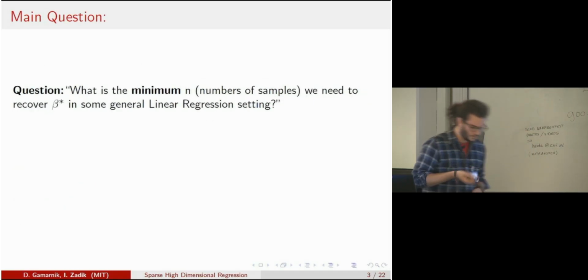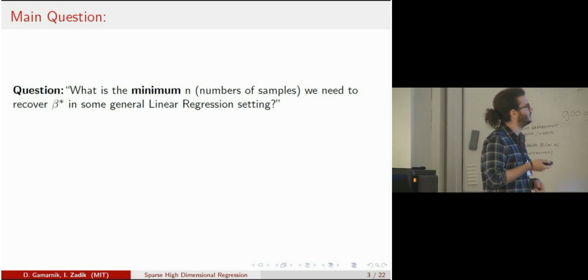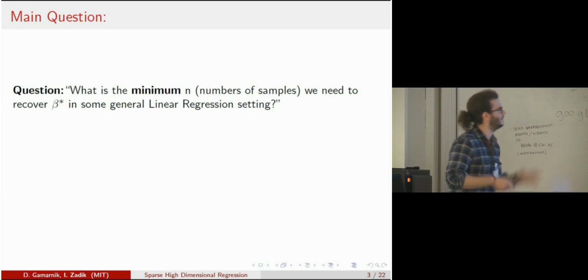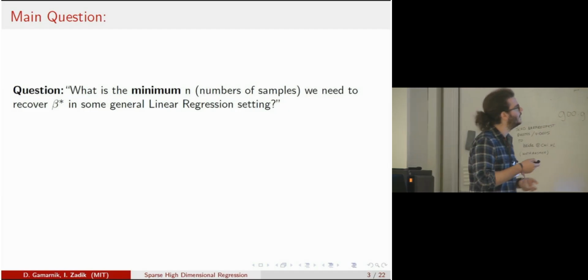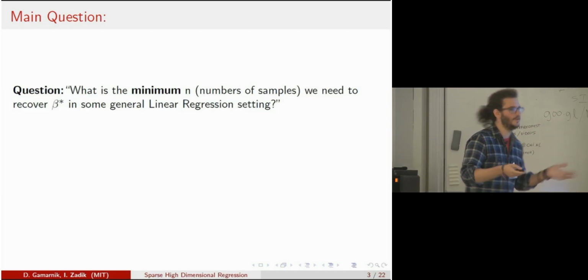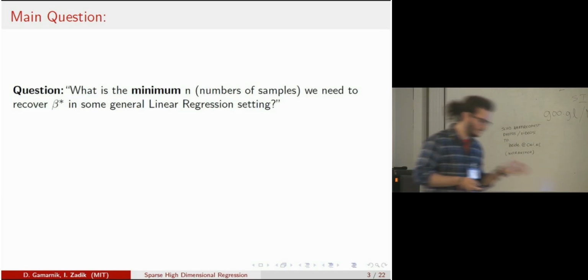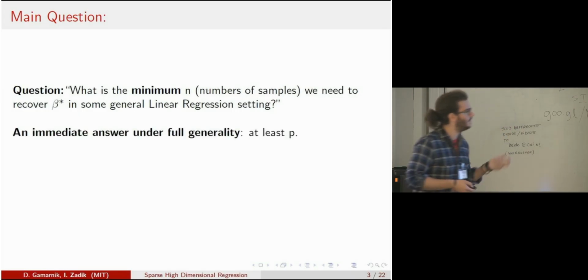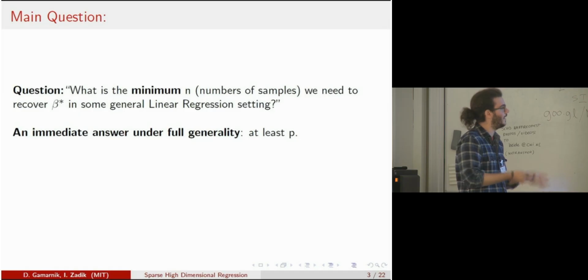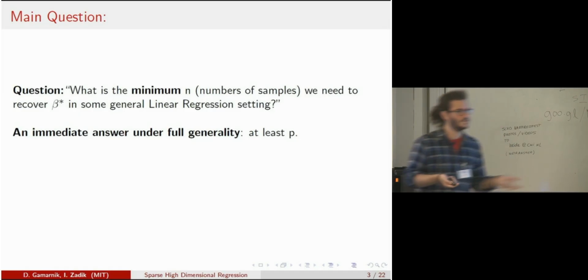So what is the main question we'll be interested in for linear regression? It's, of course, the sample complexity, which is the minimum N, the minimum number of samples we need to recover beta star in some general linear regression setting. You must be familiar with this question, but if not, a simple, very naive bound under full generality would be that N should be at least P. So why is this the case?